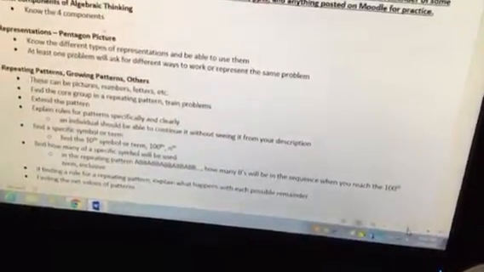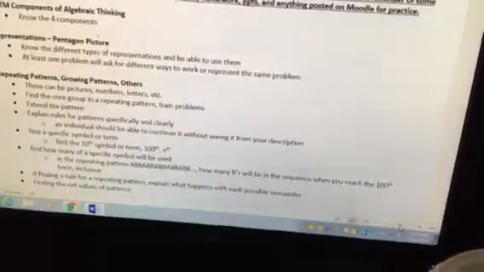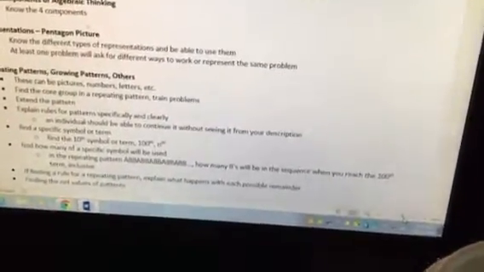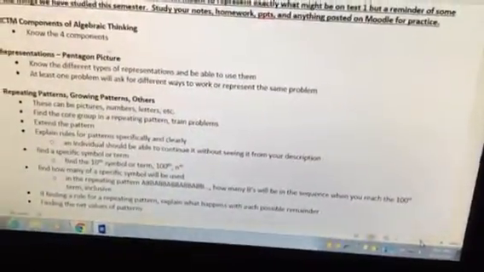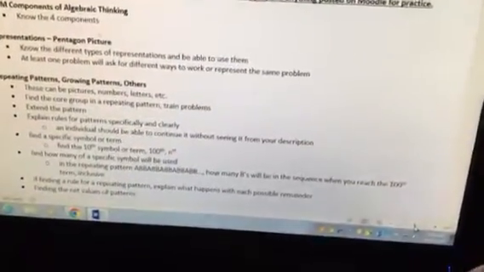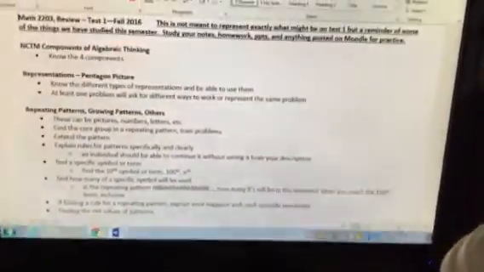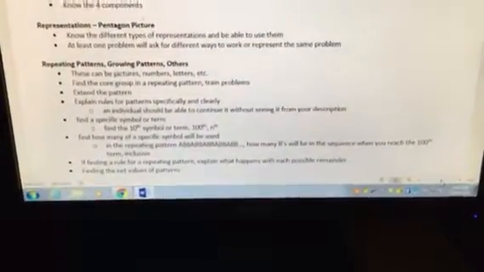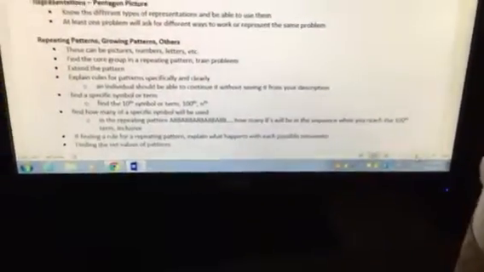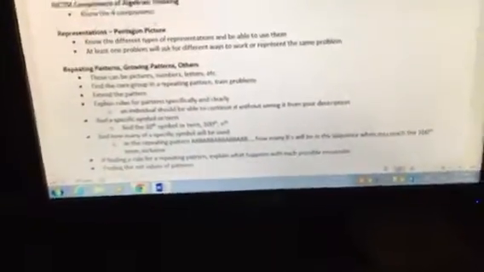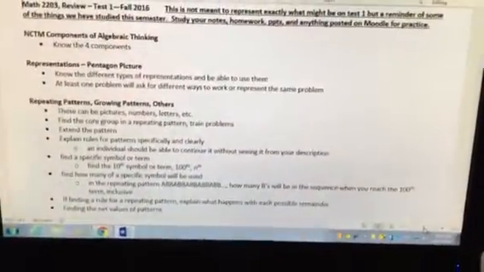And then there was a C on the puzzle. What was the C for? Analyzing change. So looking at, we've done a little bit of that because we looked at the repeating pattern where the changes stay the same each time, and a growing pattern, the change is getting bigger and bigger and bigger each time. So there's the 4 components of algebraic thinking.